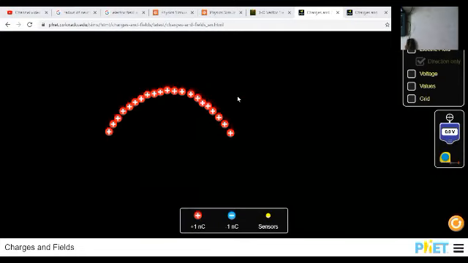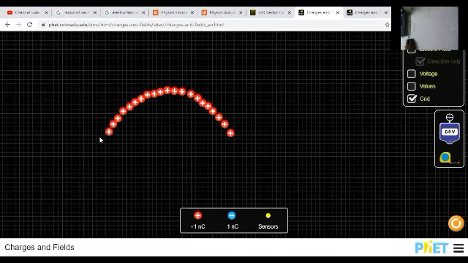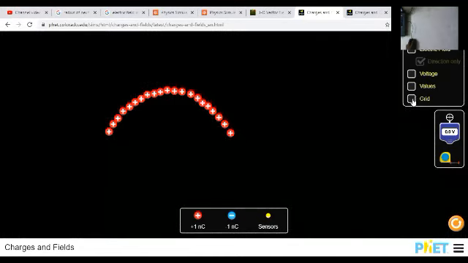Sir, how is it looking? It is not looking like a circular arc, sir. Okay, for better observation I am using a grid also. You can see whether it is like a circular arc or not. Okay, now guys, my another point.